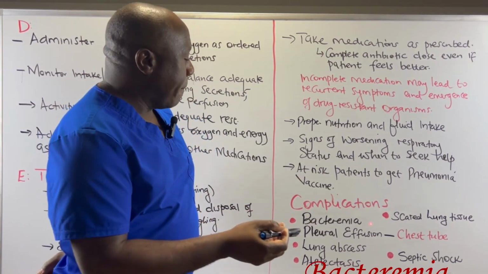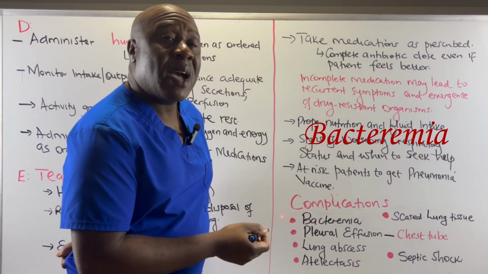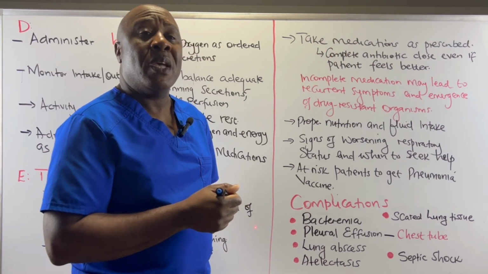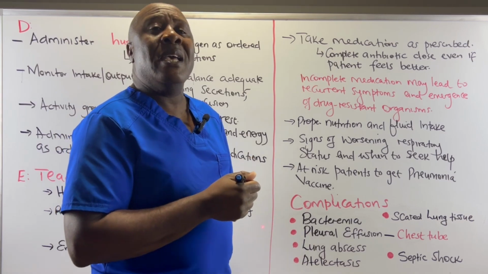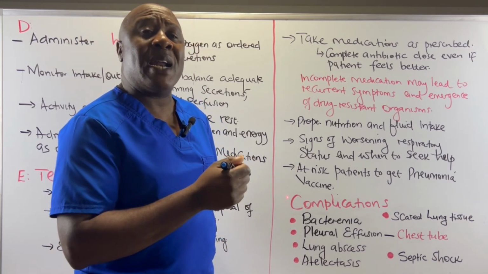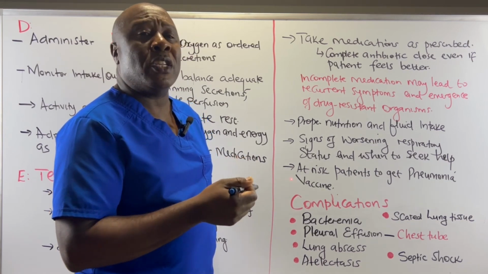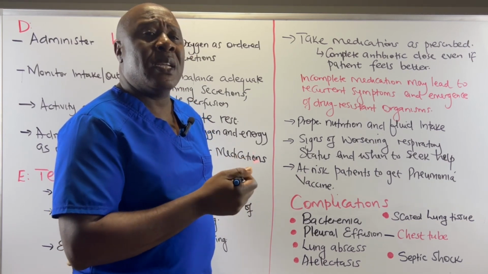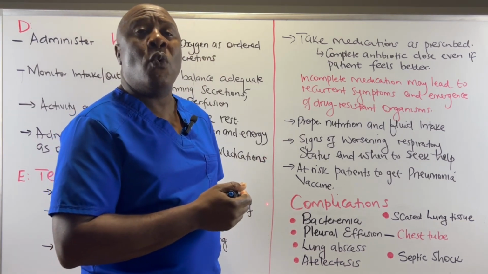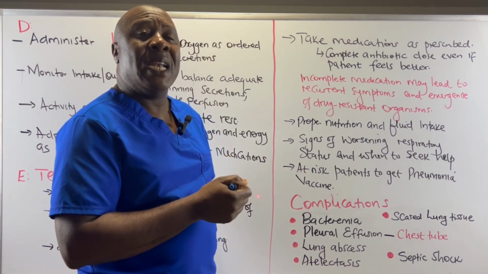One, we have got bacteremia. Bacteremia is when this pathogen, the bacteria now, enters the bloodstream. Now you can imagine, if bacteria is in the bloodstream, it flows everywhere in our bodies. It can be carried by the blood to any part of our body, to the brain, to the heart, the kidneys, everywhere in our bodies. So bacteremia is a very serious condition where there is now bacteria in our blood.